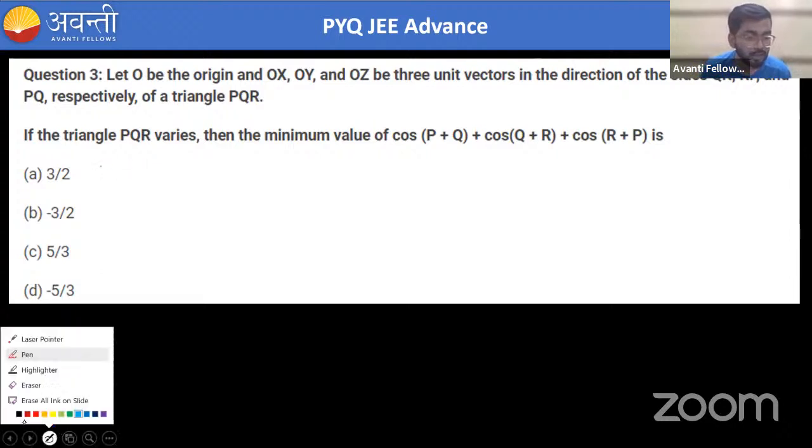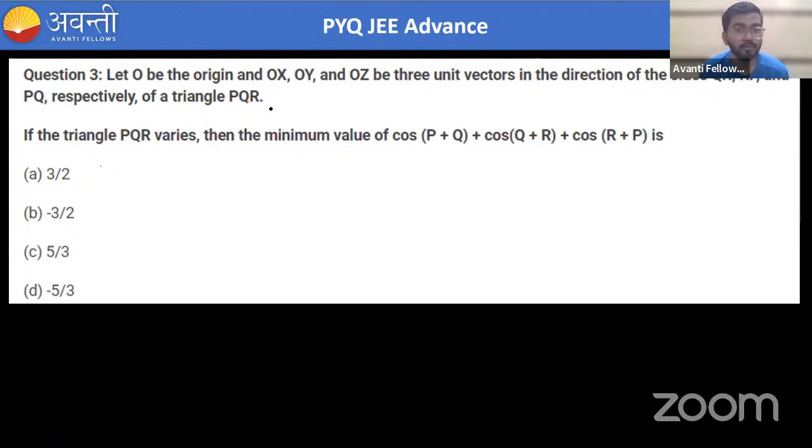Now, question 3 states: let O be the origin, and OX, OY, OZ be 3 unit vectors in the direction of sides QR, RP, and PQ respectively of triangle PQR. I'm drawing triangle PQR, and the unit vector in the direction of QR is OX, the unit vector in the direction of RP is OY, and the unit vector in the direction of PQ is OZ, right?